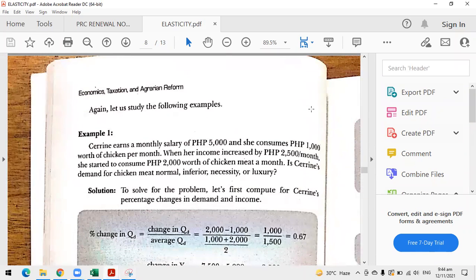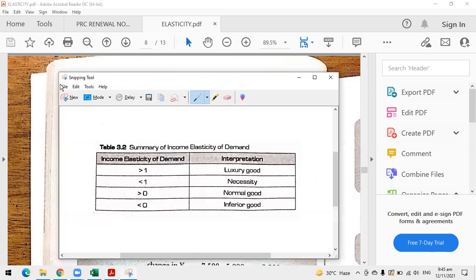Okay, going back. So pag-aralan natin ang computations. So we have example number 1. Serene earns a monthly salary of 5,000 and consumes 1,000 pesos worth of chicken per month. When her income increased by 2,500, alam niyo na yung increase by and increase to per month, she started to consume 2,000 worth of chicken. Serene's demand for chicken is it normal, inferior, necessity, or luxury? Okay, so copy na rin natin siya and allow us to compute the example.